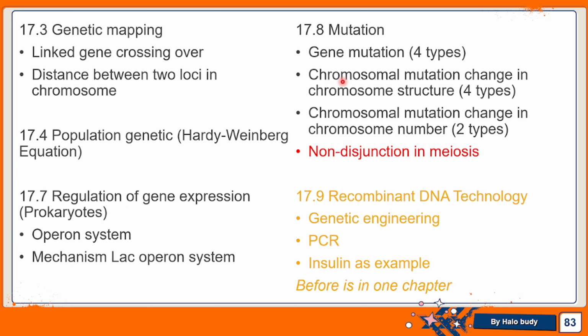Okay, and then the next one is mutation. This one is not very new because you already learned it in SPM. Gene mutation, you know, right? We have 4 gene mutations: insertion, deletion, reverse, and another one I forgot. And then chromosomal mutation, change in chromosome structure: duplication, deletion, translocation, insertion, all that. And also you can have change in chromosome number, aneuploidy and also polyploidy. There are 2 types, aneuploidy and polyploidy.